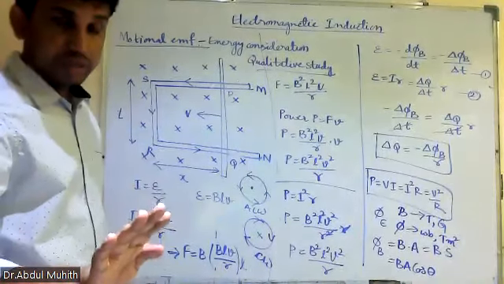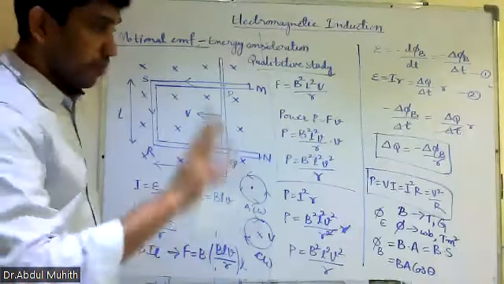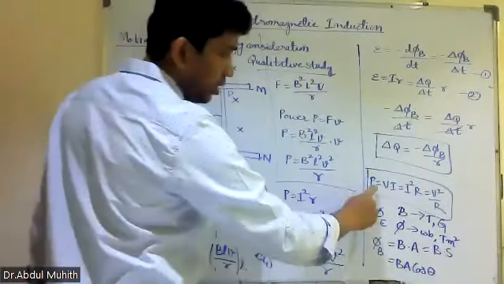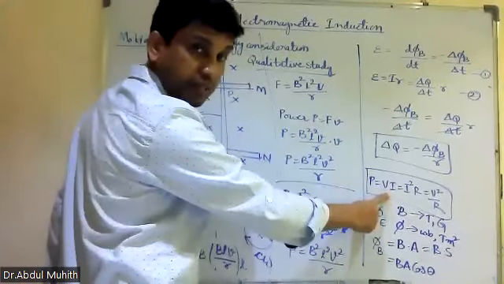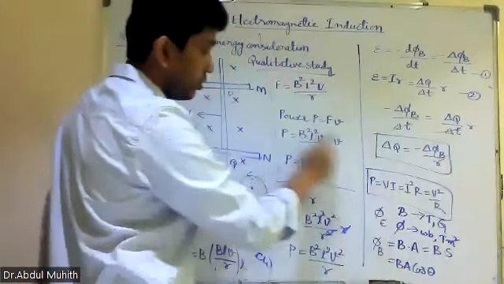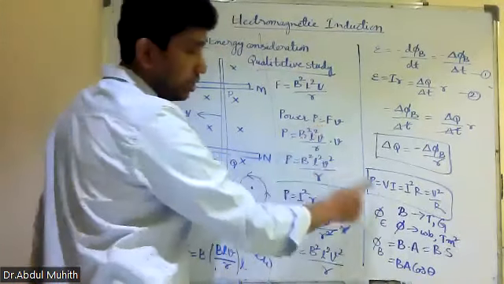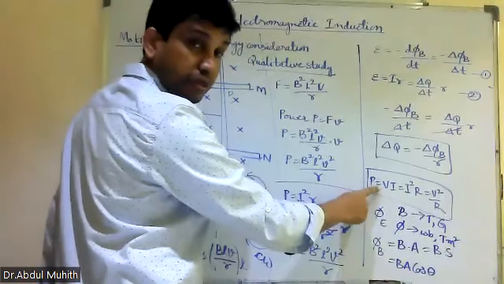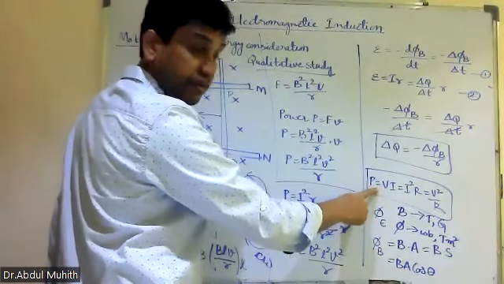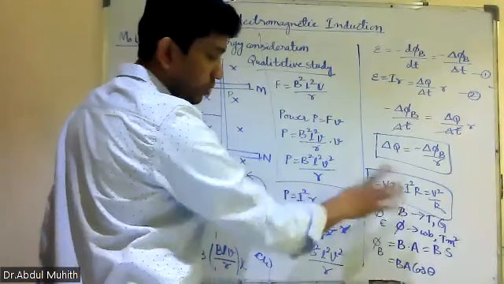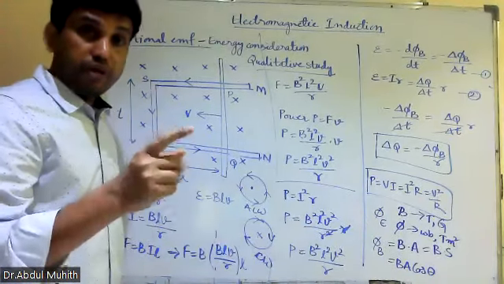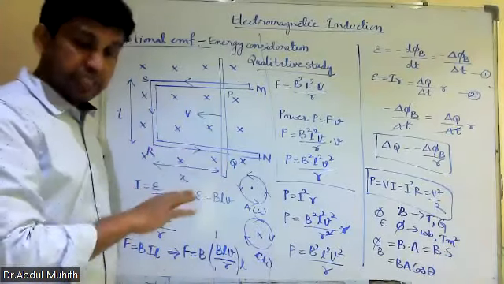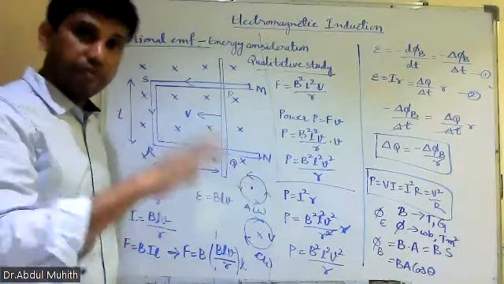Is it clear? But for power, we have three formulas. This is the mechanics formula, and this is the current electricity formula. We have three formulas. We'll try to match whether the power we got from mechanics is the same as in current electricity. We want to test it.